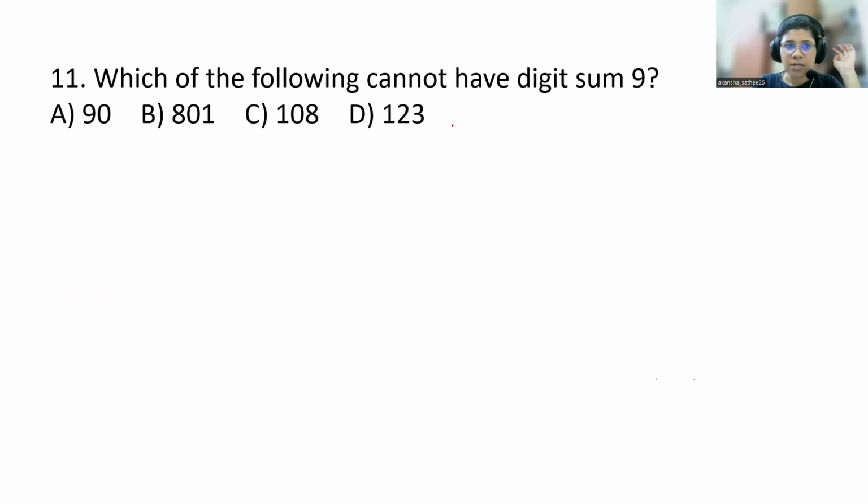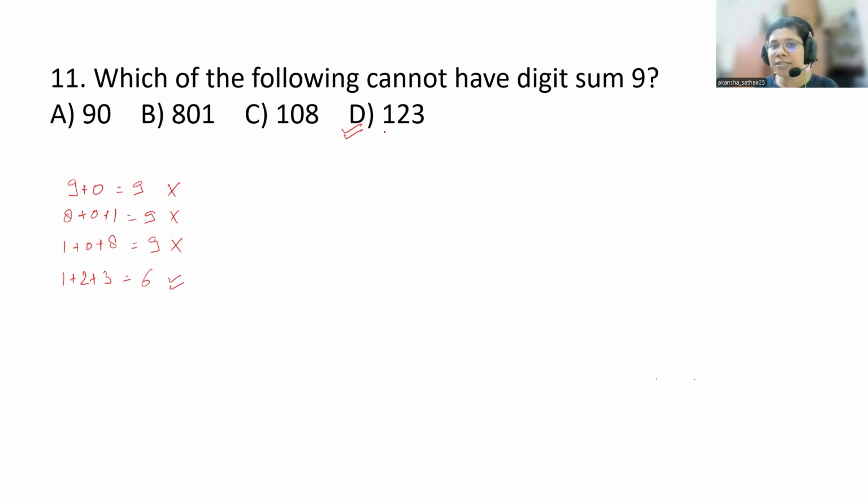Okay? Next question. Which of the following cannot have digit sum 9? Again, you simply have to add the digits. 9 plus 0 is 9. Not correct. 8 plus 0 plus 1 is 9. Not correct. 1 plus 0 plus 8, same digits, is 9. Not correct. 1 plus 2 plus 3 is 6. Correct. So this cannot have digit sum 9, because digit sum of 1 plus 2 plus 3 is 6.